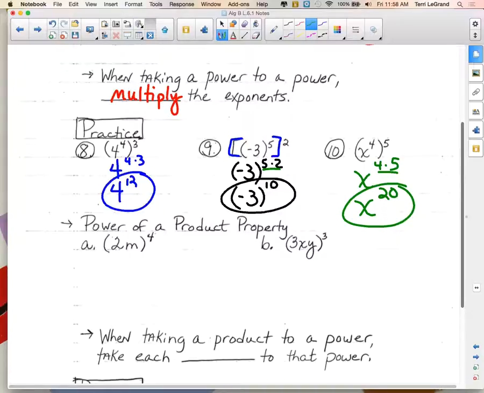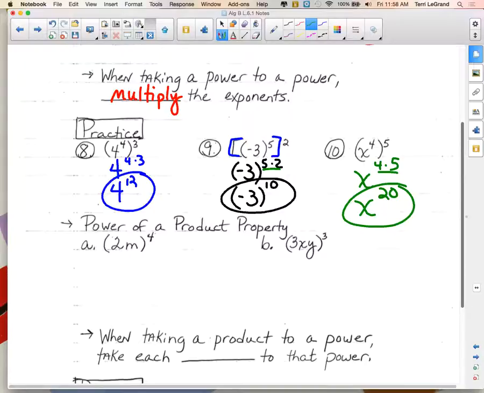Okay. So we've got two properties in here. What was our first one? Our favorite one, did we say it right? What is it? Product of powers. When you're multiplying powers, what has to be true? The base has to be the same. And if the base is the same, you can do what? Add the exponents. Okay? And keep the base.